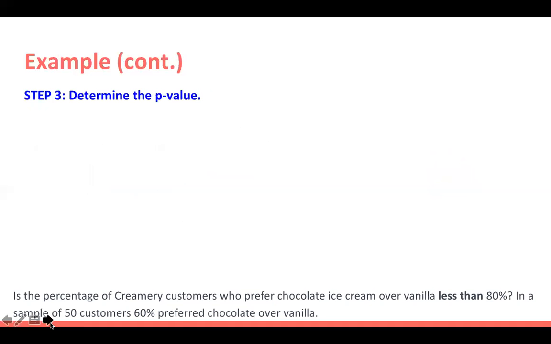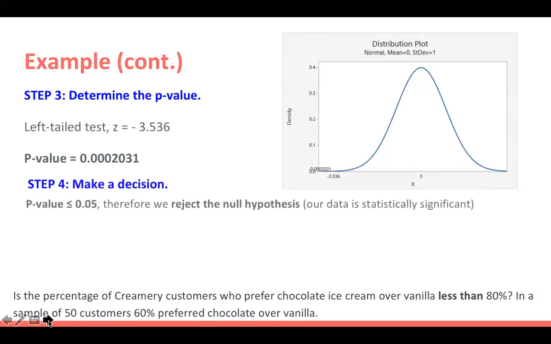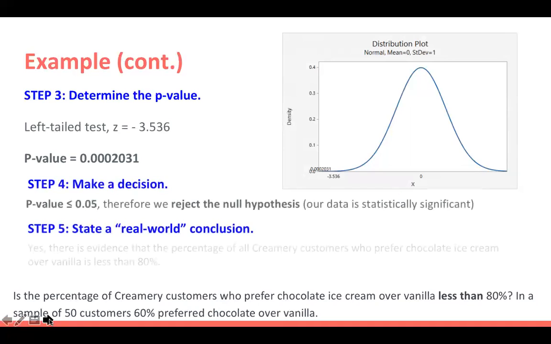Next we're going to determine our p-value based on that test statistic, so we can plug it into a normal distribution and do a left tail test. And we get a p-value of 0.0002031. We can definitely round that p-value, but nevertheless we can make a decision, and it is definitely less than our alpha level, which is 0.05. Therefore, we can reject the null hypothesis and state that our data is statistically significant. Then, putting it back into the context of the original problem, we can say that yes, there is evidence that the percentage of all creamery customers who prefer chocolate ice cream over vanilla is less than 80%.